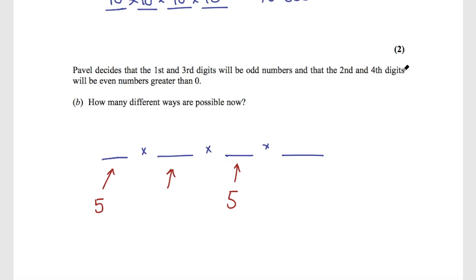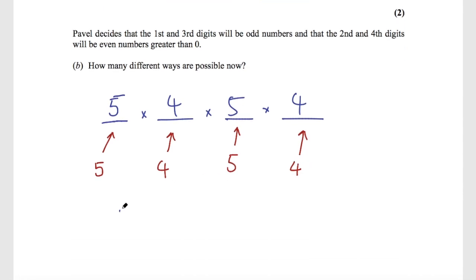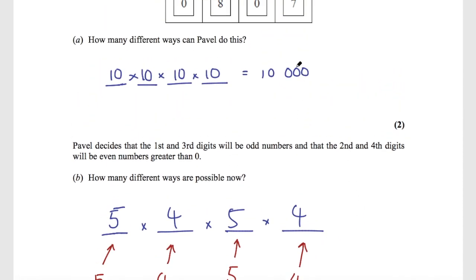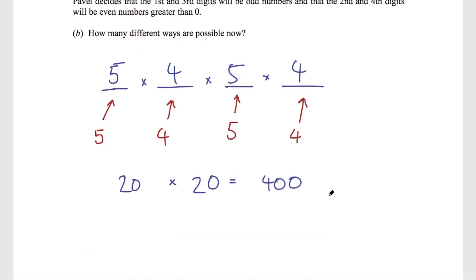So there's 5 possibilities there. The second and the fourth digits need to be even numbers greater than 0. So how many even numbers between 0 and 9? Well, there's 2, 4, 6, 8. So there's only 4 possibilities in those spaces. So there's 5 here, 4 here, 5 here, and 4 here, and we multiply them all together. Well, 5 times 4 is 20, and then 5 times 4 is 20. So 20 times 20, that's 400 possibilities. So it really goes down with those limitations. The number of possibilities really drops considerably.